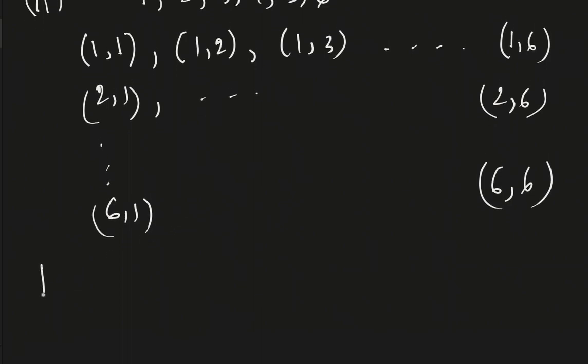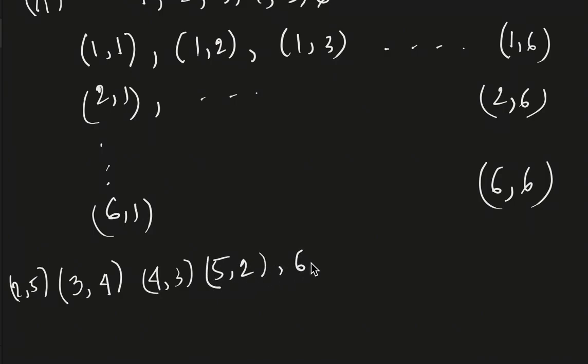What is the probability of the sum? How many ways can we get 7? One of the possible ways is 3 4, right? 2 5, 3 4, 4 3, 5 2, 6 1 and 1 6. 1 2 3 4 5 6.